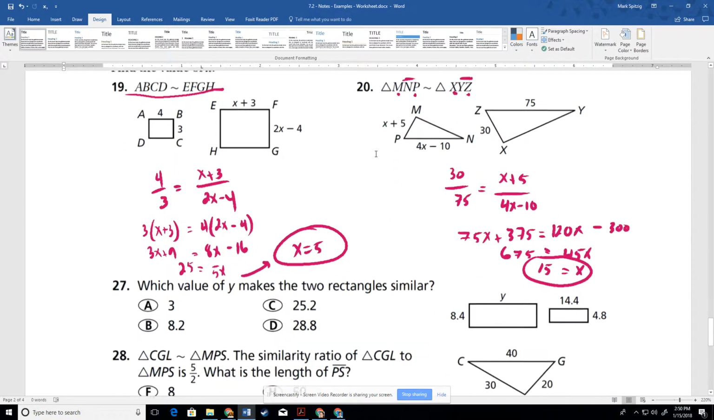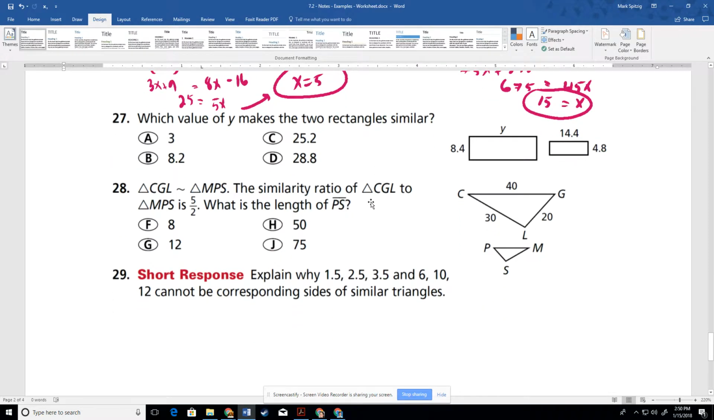Okay. Got a couple here. Which of the values of y makes the two rectangles similar? So basically, we're solving again. We're writing this proportion, so 4.8 over 8.4 has to equal 14.4 over something. So it just becomes a matter of cross multiplying. So we get 14.4 times 8.4, and then we divide by 4.8, and so we get 25.2. Y equals 25.2.